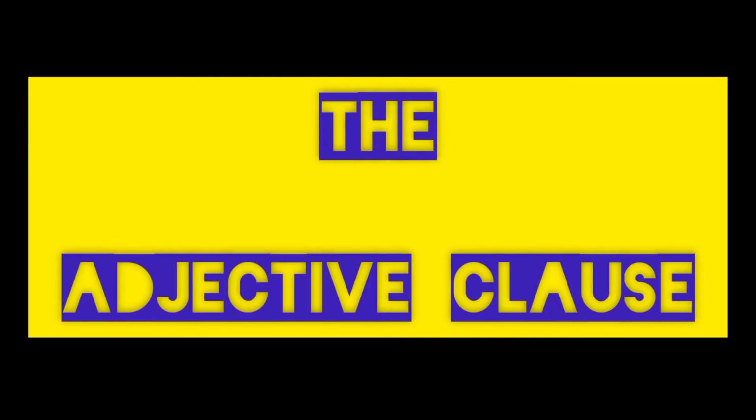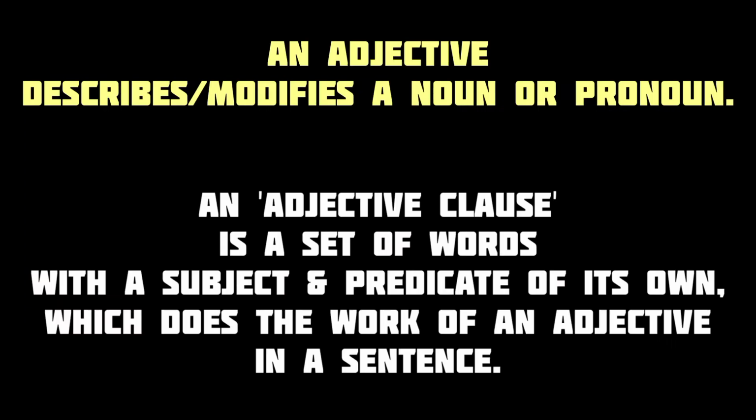Today's topic is the adjective clause. We know that an adjective is a word that describes a noun or a pronoun in the sentence. So an adjective clause is a group of words with its own subject and predicate, and it does the work of an adjective in the sentence. In other words, if a group of words which has its own subject and predicate describes a noun or a pronoun in the sentence, it's called an adjective clause.